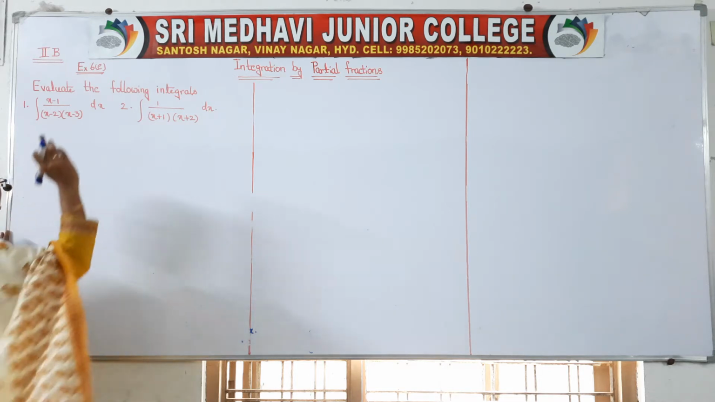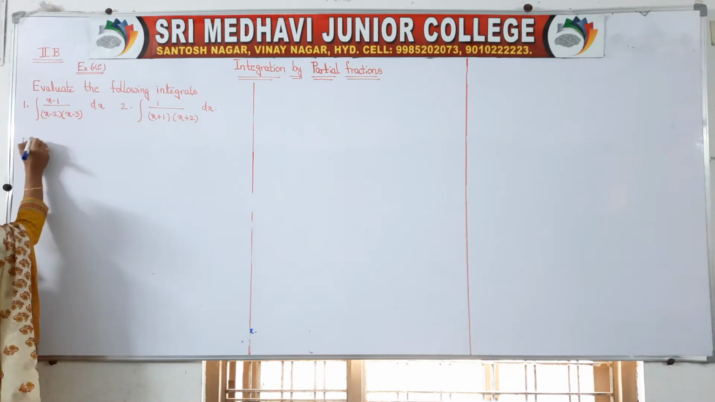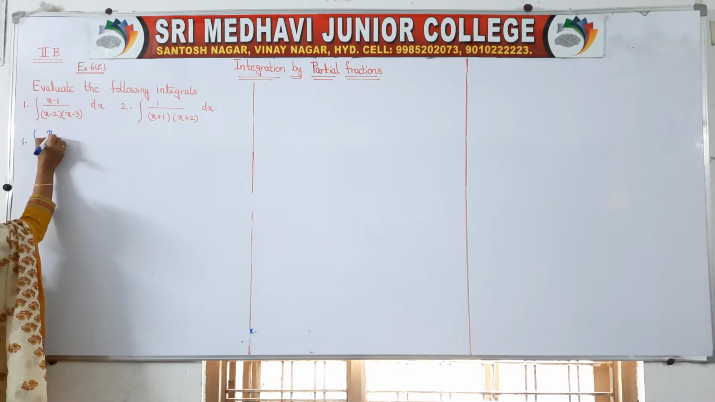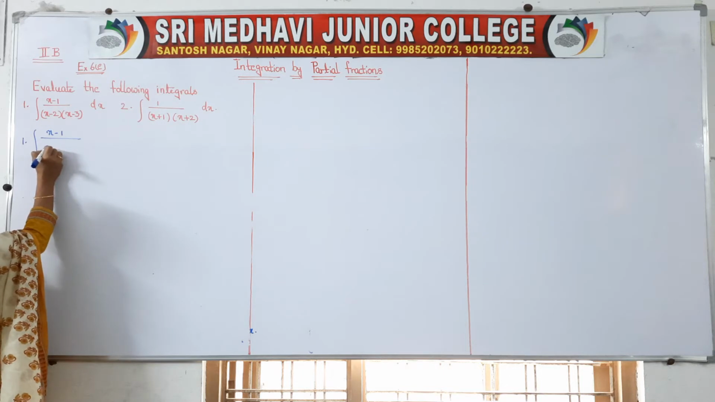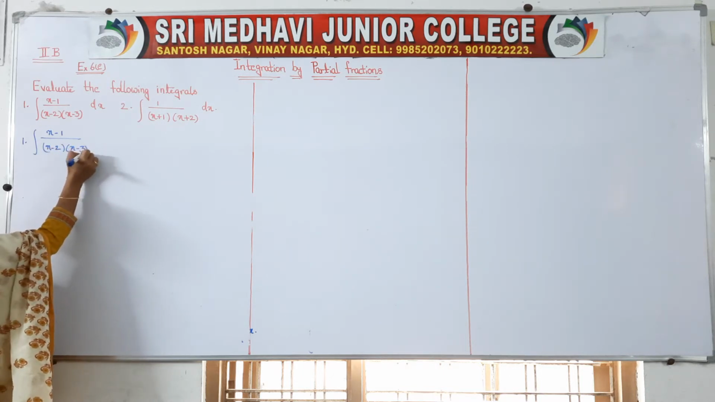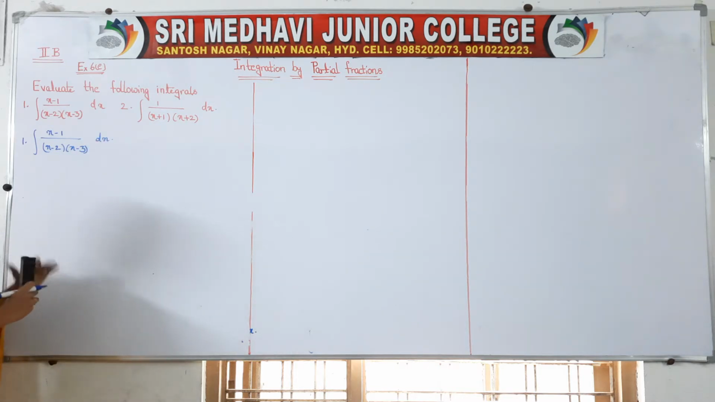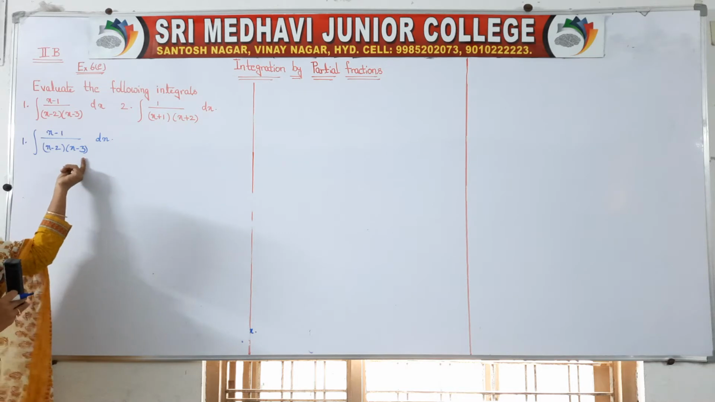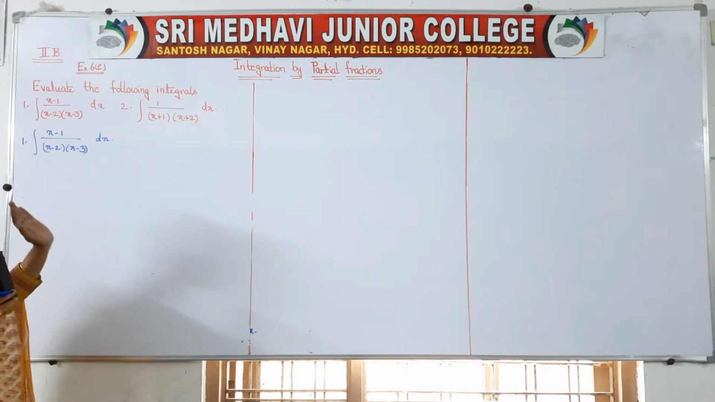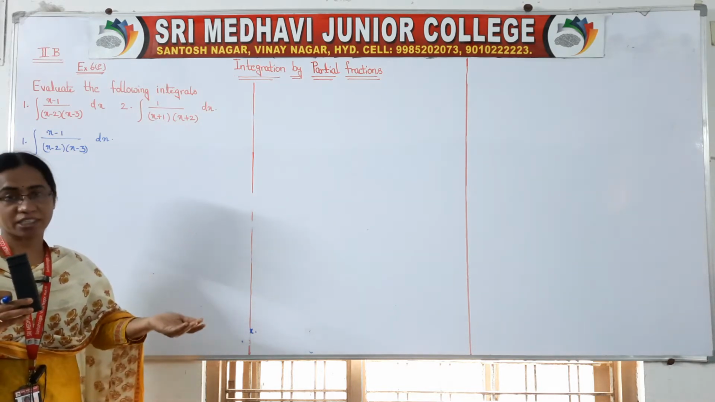Okay, so come on, now take the first question. So what is your first question? Evaluate integral of x minus 1 by (x minus 2) into (x minus 3) dx. Okay, so here if you observe, here we are having linear factors. So first we don't take the integral, first we will resolve the problem into partial fractions.